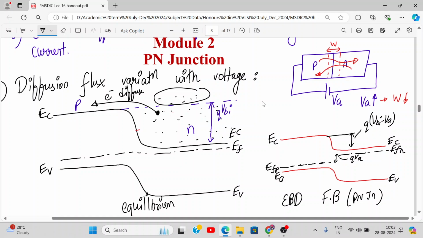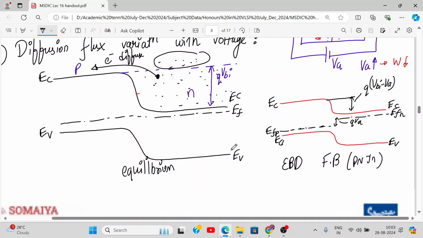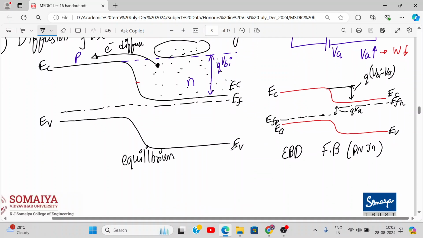So we'll be having the IA on Friday, based on module number 1. The entire module.